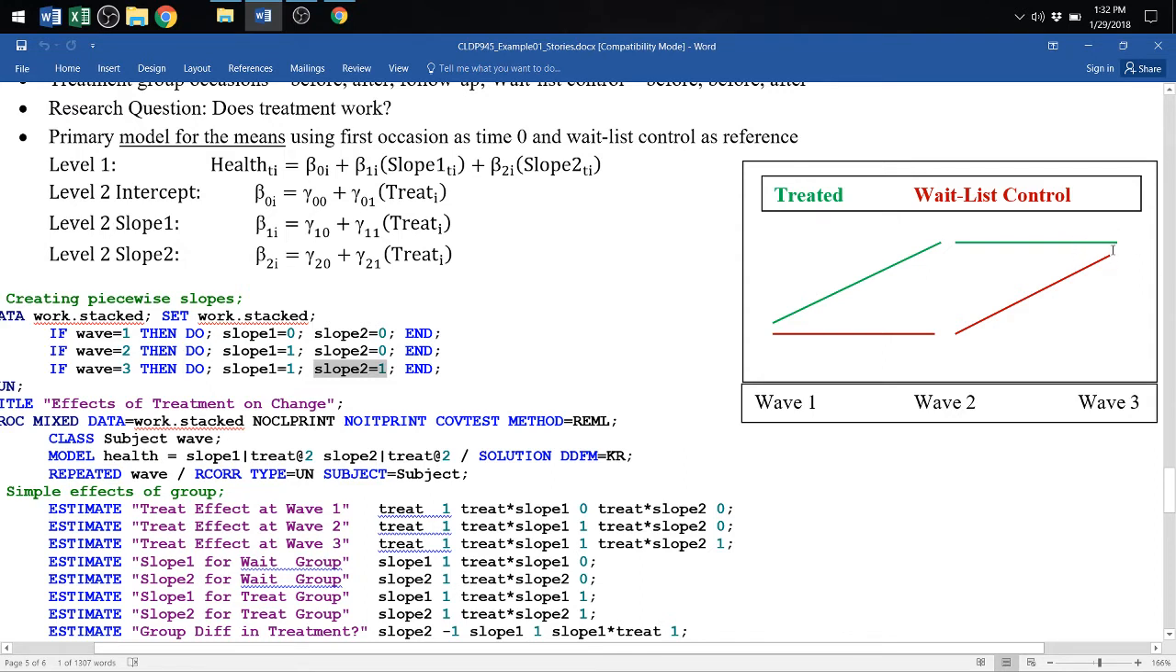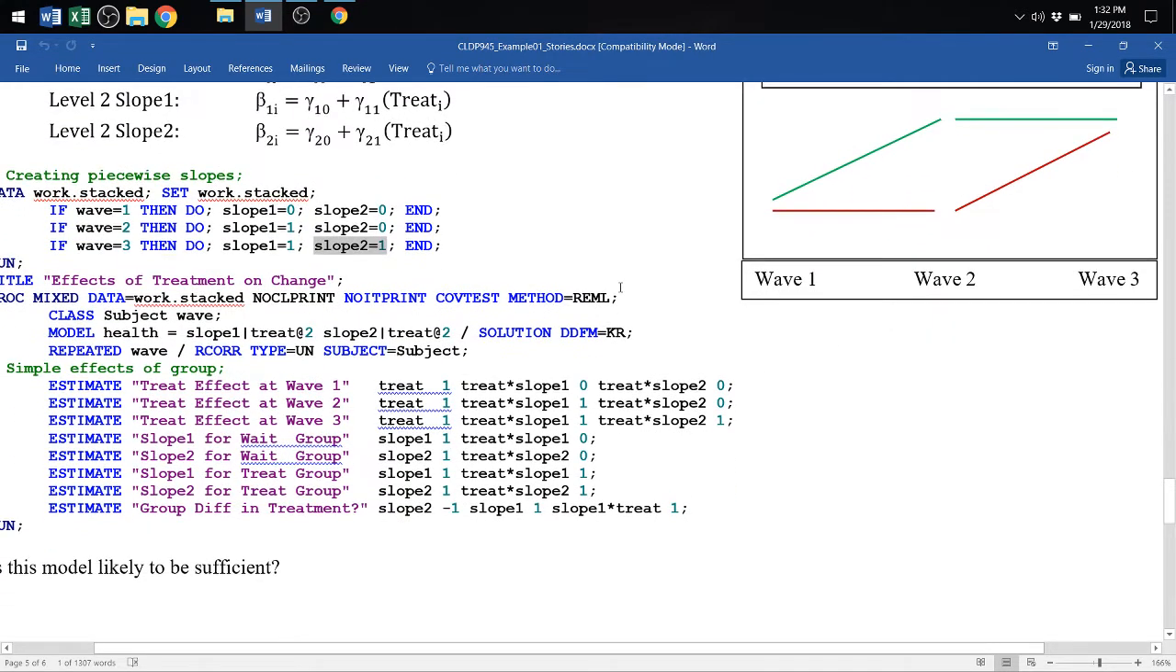It looks like from my picture that I don't have a group effect at wave 3, but that would only be true if 2 different things happened or some combination thereof. The waitlist control got better and the original treatment maintained. So there's 2 different factors there that would be of interest in looking at group differences. So I've written out what the code would look like to get all possible comparisons of interest.